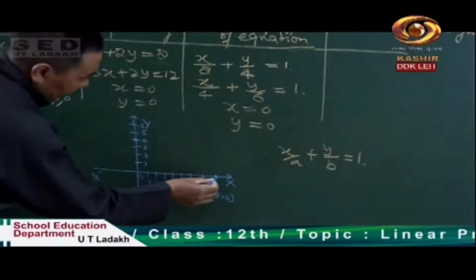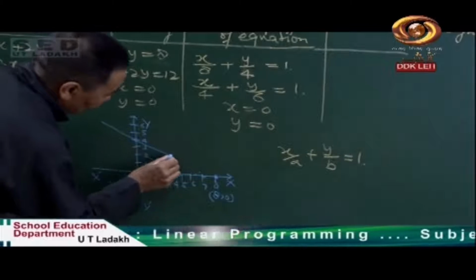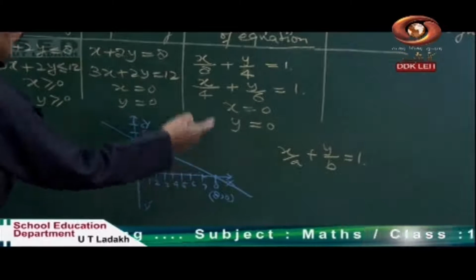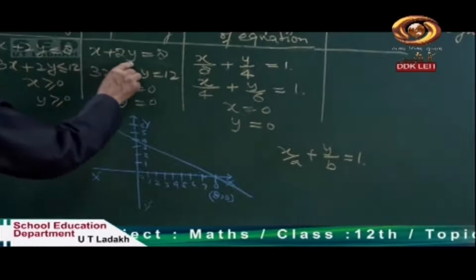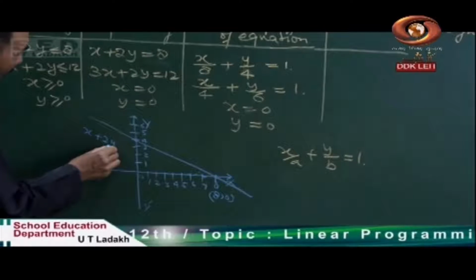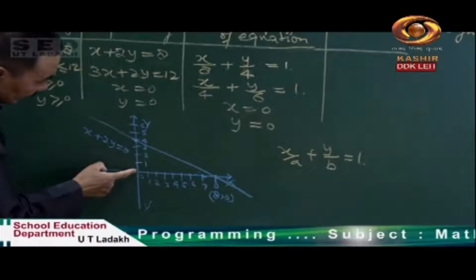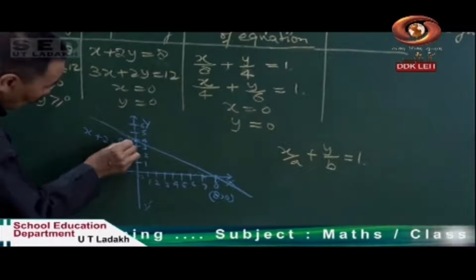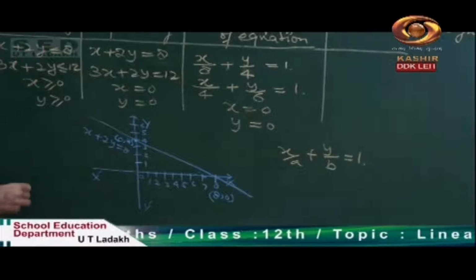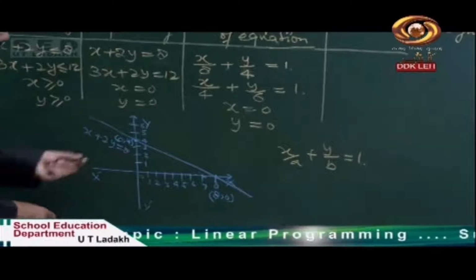So if we draw the line through these 2 points, then we get the line of the equation x plus 2y equal to 8. This point is x equal to 0, y equal to 4. So this is one of the lines.